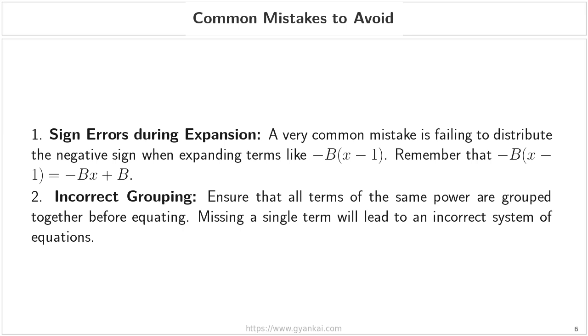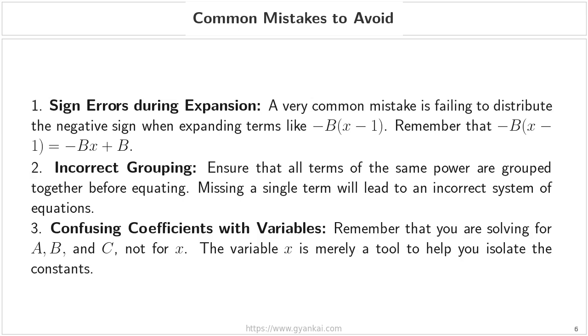This means collecting all the terms with the same power of x, so all the terms with x to the power of 1, all the terms with x to the power of 0, which are just the constant terms, and so on. If you miss a term or put it in the wrong group, your system of equations will be incorrect, and you won't be able to solve for a, b, and c properly.